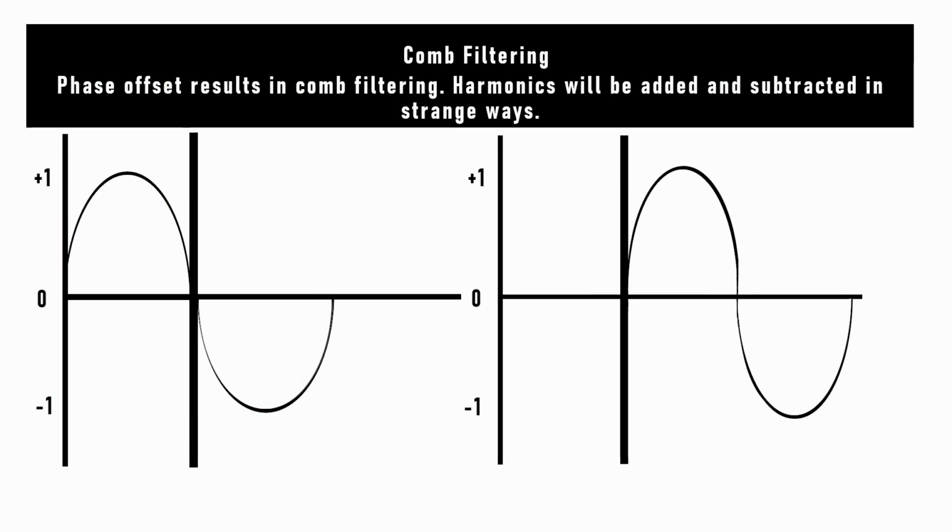Comb filtering is a timing offset. If these signals are offset, meaning that one is a little bit more delayed, we have a strange effect called comb filtering. When you have comb filtering in your tracks, you're dealing with added and subtracted harmonics. It's interesting to think about because we can use comb filtering to our advantage with effects like flangers, choruses and even phasers. These take the effects of comb filtering and make them work for you. That's interesting to consider when we're talking about phase.